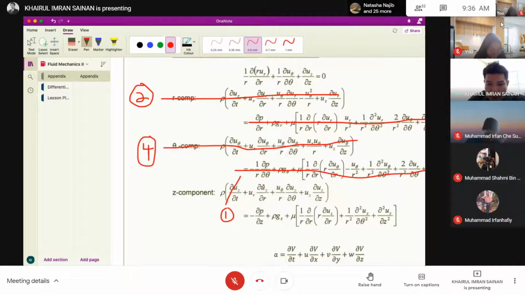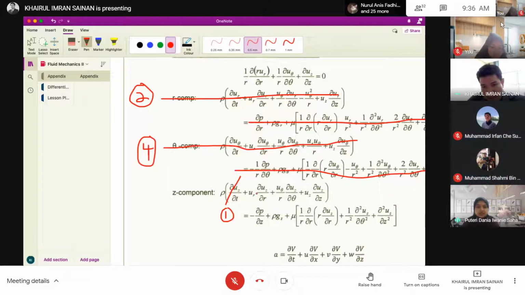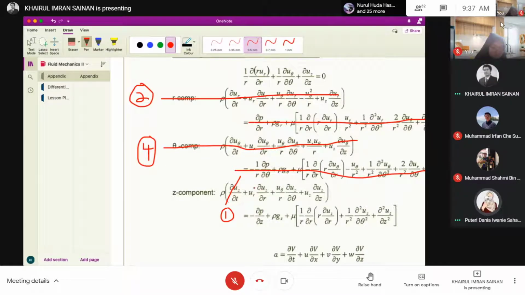Putri Dania. What happened to the second term? Cancel, because number 2, there's no flow in the R direction. VR is 0, right? So number 2. How about del Vz over del R? Automatically cancel, due to VR. Okay. Thank you.